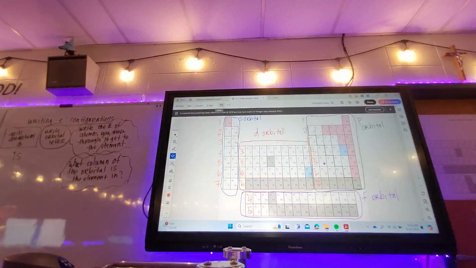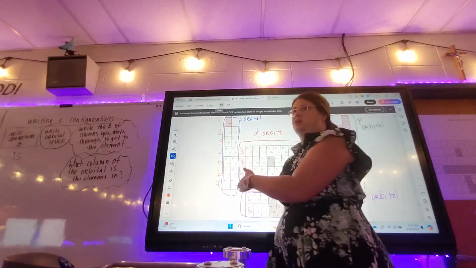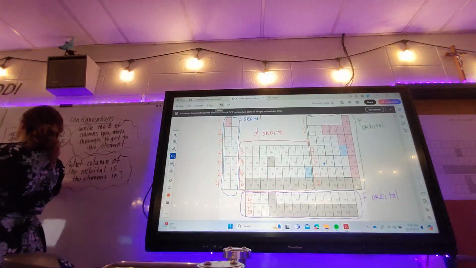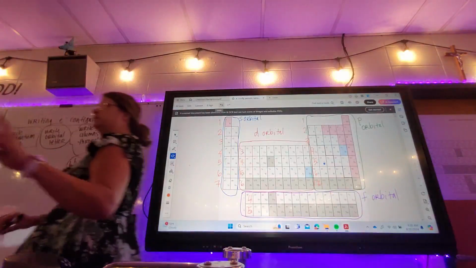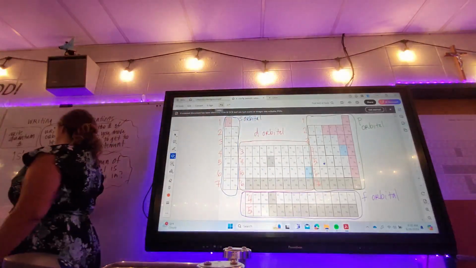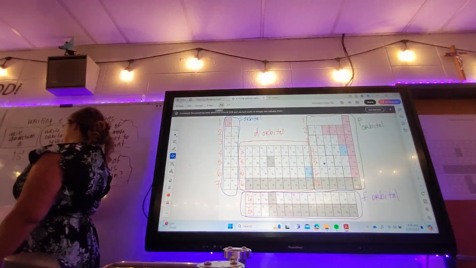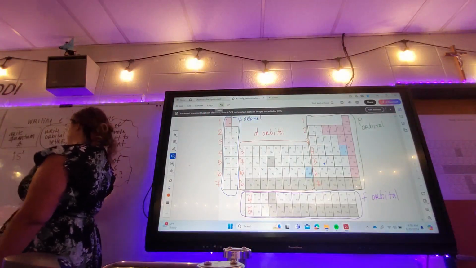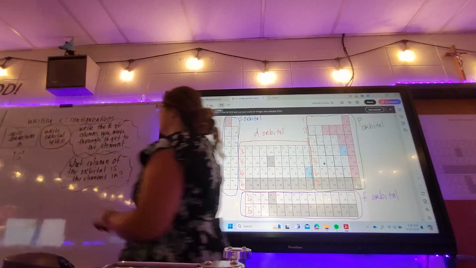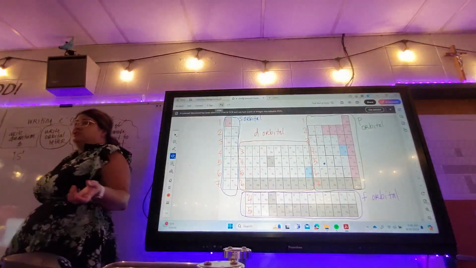Okay, so now if we look at our example of hydrogen, what column of the S block is hydrogen in? 1. That's your number. But that number is a superscript. Do you know what that means? It's in the upper right corner. So superscripts go up here, subscripts go down here. But we want it to be like a high up number. So the electron configuration for hydrogen is 1s1.